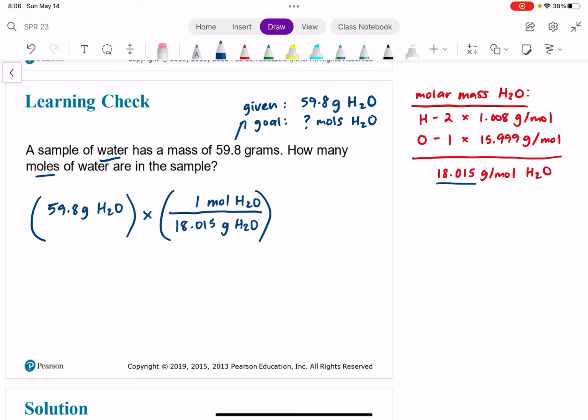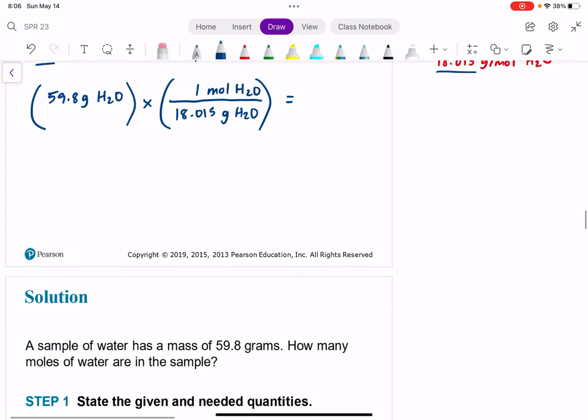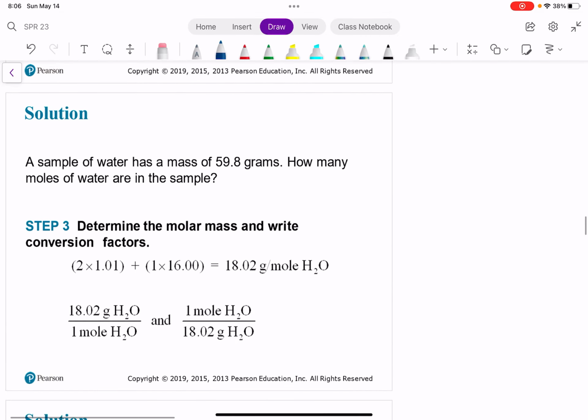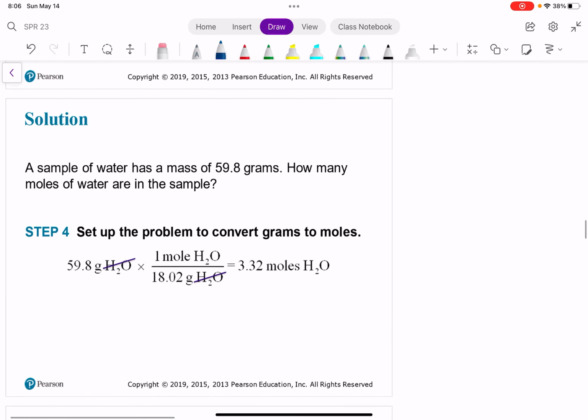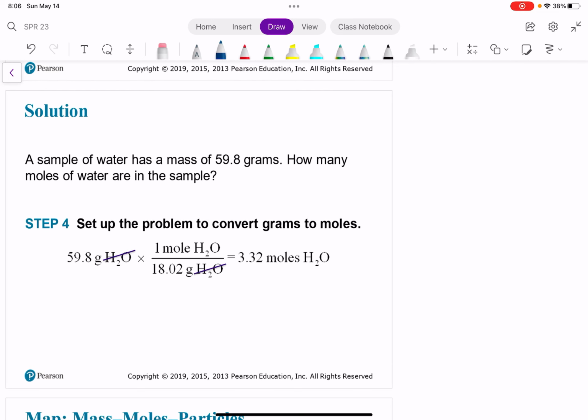All right, so let's go ahead and carry out that calculation. So we got 59.8 divided by 18.015, and let's see what they got down here. Yeah, so they have a slightly different number here, and that's just because they rounded, okay? But that's okay. So we have 3.32 moles of water.